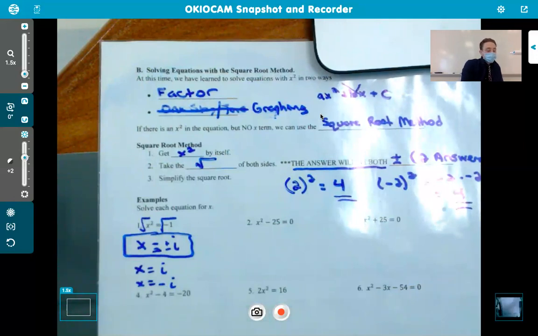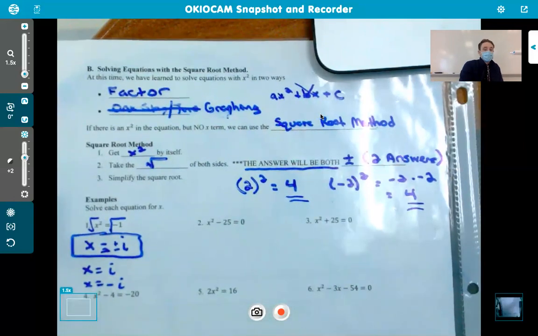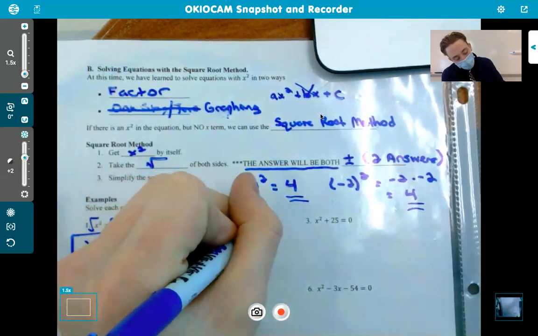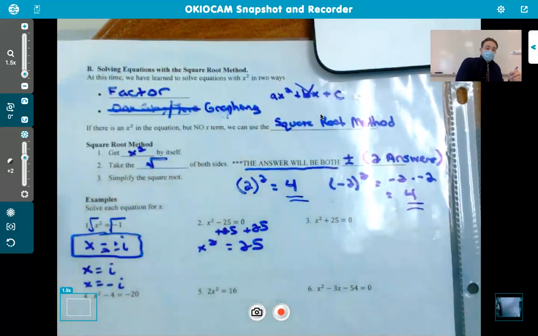Any other questions about number 1? Okay. Number 2, if I want to get x squared by itself, what do I have to do to start this equation? Because that's my first step, right? Get x squared by itself. What would I need to do? Add 25 to the zero. Right, add 25 to both sides. I want to get x squared entirely alone. So my next line now is that x squared equals 25.